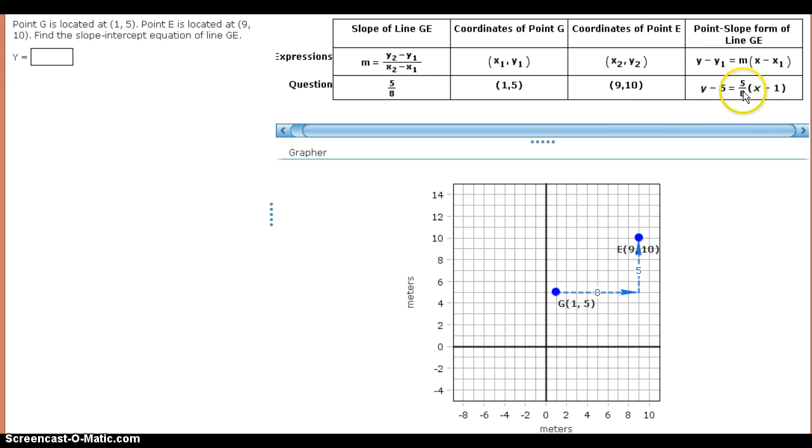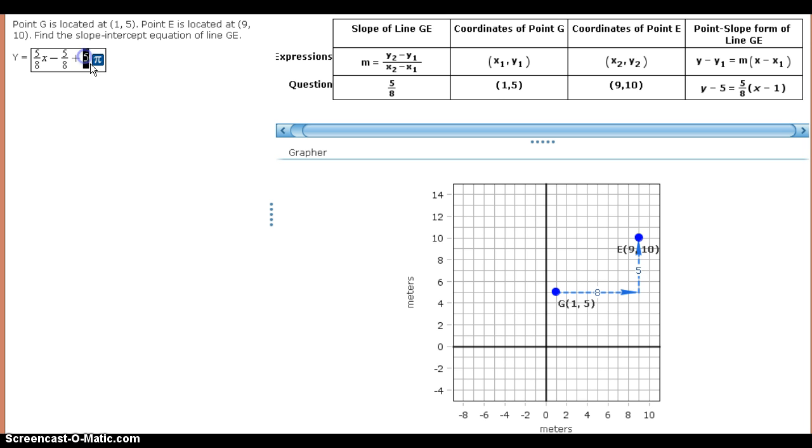From here, I need to multiply out, or 5/8 times x, 5/8 times minus 1, and then add 5 to both sides of the equation. So if I put it in slope-intercept form, I'll have 5/8 x. I need to do the arrow over before I put the x there. And then I'll have minus 5/8 plus 5, but just working that out.